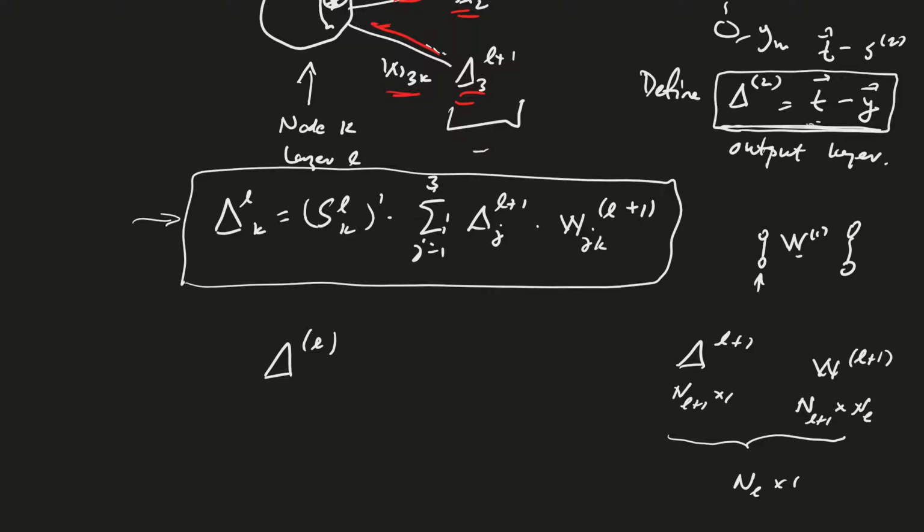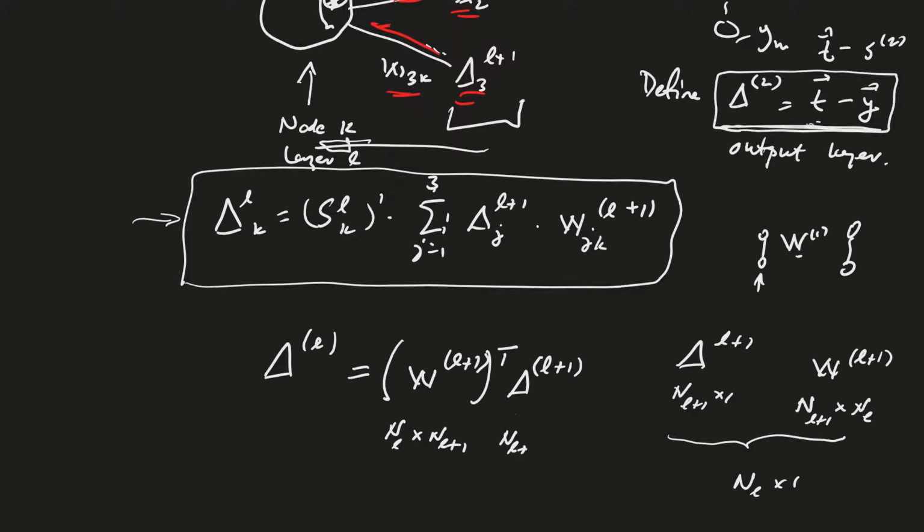Well, one hint is you're moving backwards, right? And so while W maps N_L space to N_(L+1) space, the transpose goes in the opposite direction. And so what we'll do is we'll take this W L plus 1 transpose and multiply it by delta on layer L plus 1. Now, we're keeping track of dimensions, right? So this is now N_L by N_(L+1), and this is N_(L+1) by 1. And so therefore you get the right dimensions coming out, right?